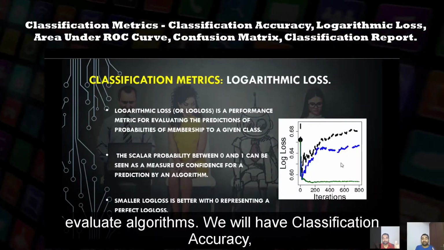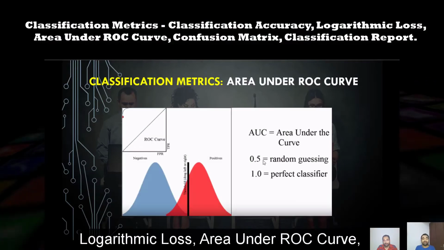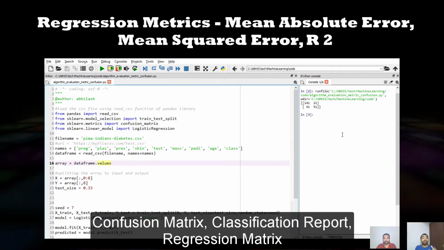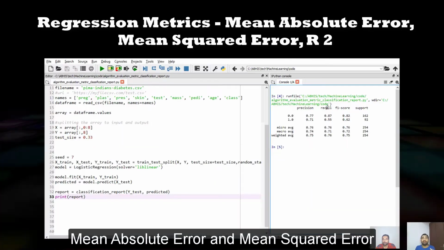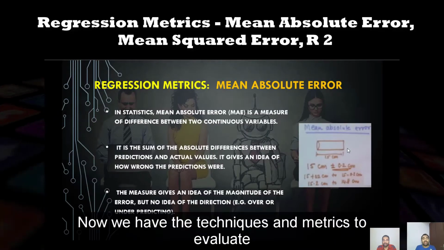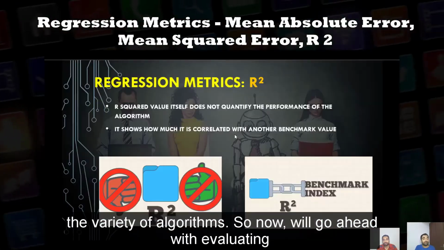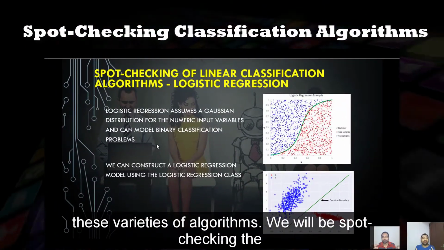So we will have classification accuracy, then logarithmic loss, area under ROC curve, then confusion matrix, classification report, regression metrics, then mean absolute error and mean squared error. So now we have the techniques and metrics to evaluate the variety of algorithms. So now we will go ahead with evaluating these varieties of algorithms.